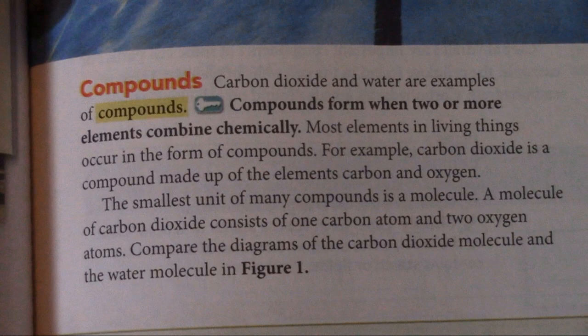Compounds. Carbon dioxide and water are examples of compounds. Compounds form when 2 or more elements combine chemically. Most elements in living things occur in the form of compounds. For example, carbon dioxide is a compound made up of the elements of carbon and oxygen. The smallest unit of many compounds is a molecule. A molecule of carbon dioxide consists of 1 carbon atom and 2 oxygen atoms. Compare the diagrams of the carbon dioxide molecule and the water molecule in Figure 1.